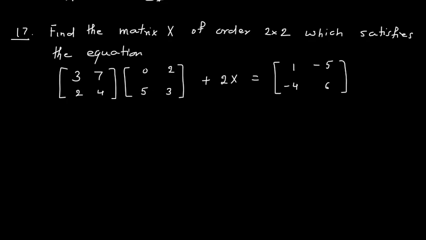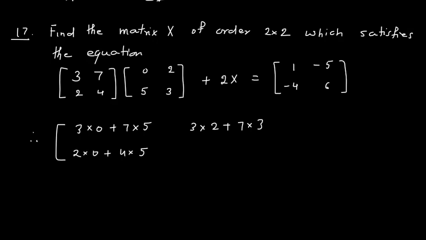Question number 17. Now here the problem is to find the matrix X of order 2 by 2 which satisfies this equation. Okay, so again let us solve this. First we multiply this left hand side. This is 3 into 0 plus 7 into 5 plus 7 into 3. Here we have 2 into 0 plus 4 into 5. Here we have 2 into 2 plus 4 into 3.